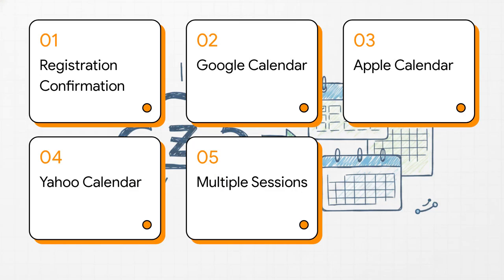So, here is our agenda for today. First, the registration confirmation. Then, adding to Google Calendar, adding to Apple Calendar, adding to Yahoo Calendar, and finally, managing multiple sessions. Let's just dive right in.